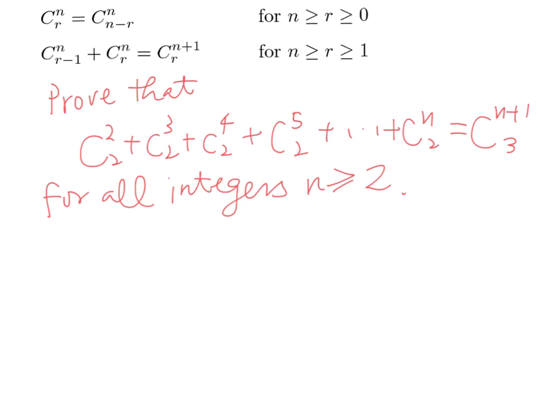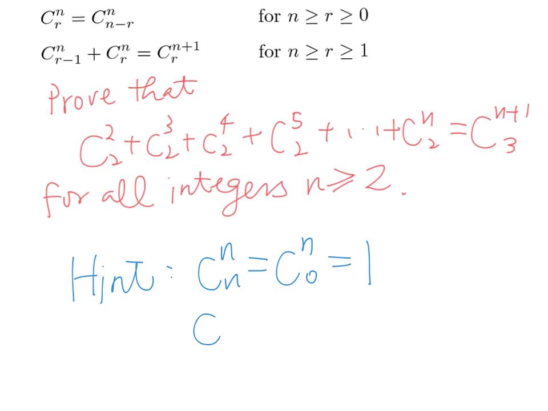You may try these challenging questions. Here is a hint. Note that nCn is equal to nC0, and so it is equal to 1. So we have 2C2 is equal to 3C3 because both of them are equal to 1.